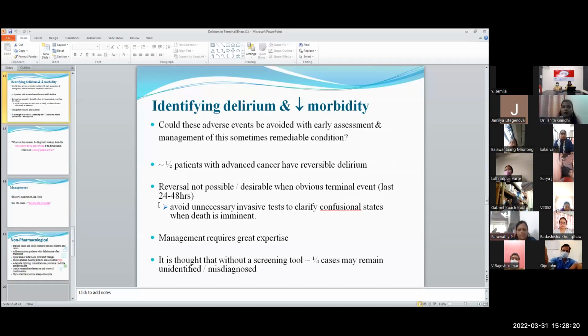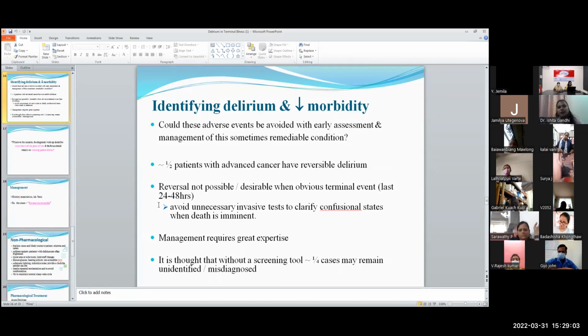Now, we've talked about how to identify delirium. Almost half the patients with advanced cancer have reversible delirium. So reverse the reversible. As I told you, I gave an example: if the patient has not eaten for a long time, we know that the patient might be dehydrated or hyponatremic, and because of this dehydration or hyponatremia, there can be delirium. So this is a reversible delirium.